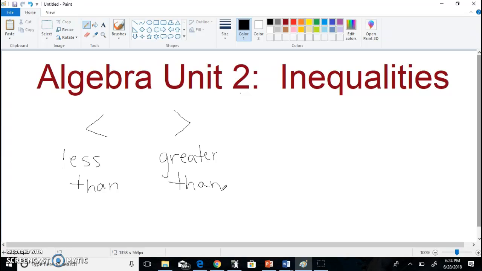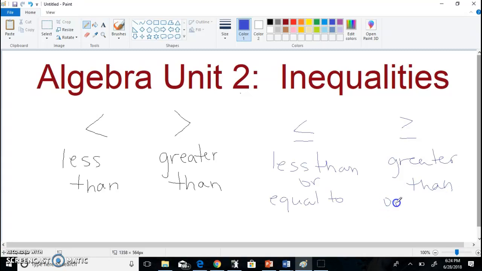We also have two other inequality symbols. There's a less than sign with a bar underneath. That means less than or equal to. And then, of course, we have greater than or equal to. And those just mean, like, if a number is less than or equal to 5, it could be 5 or less, as compared to a number being just less than 5. That doesn't include 5.